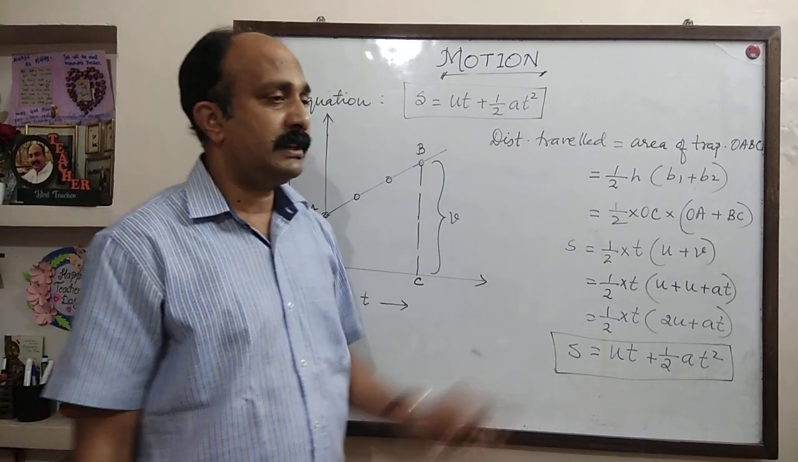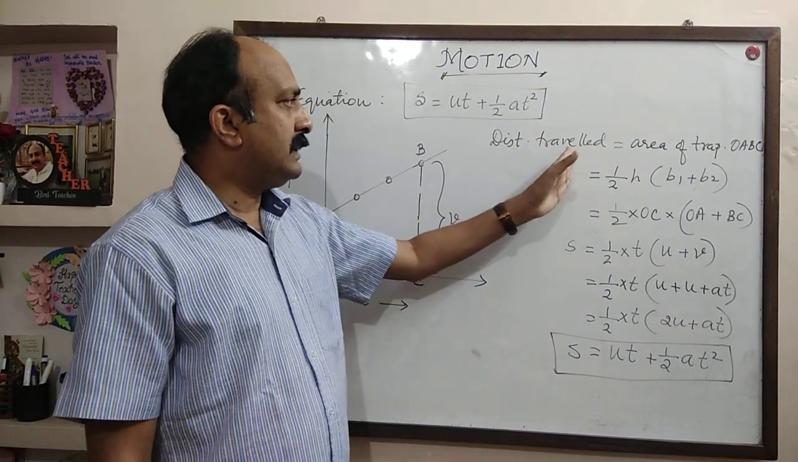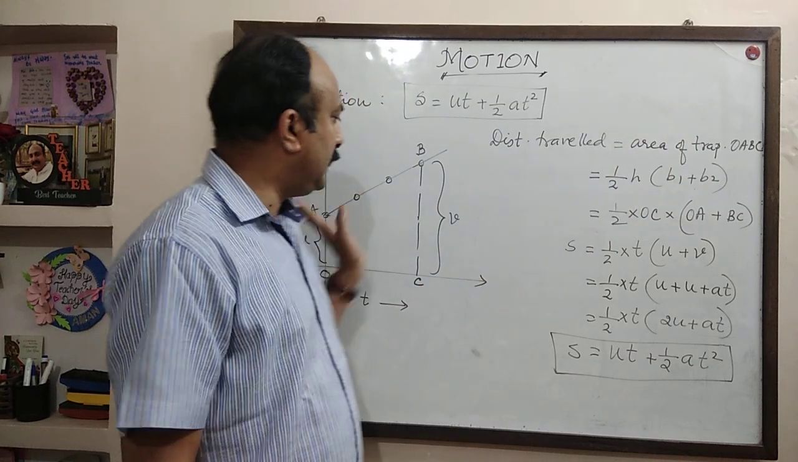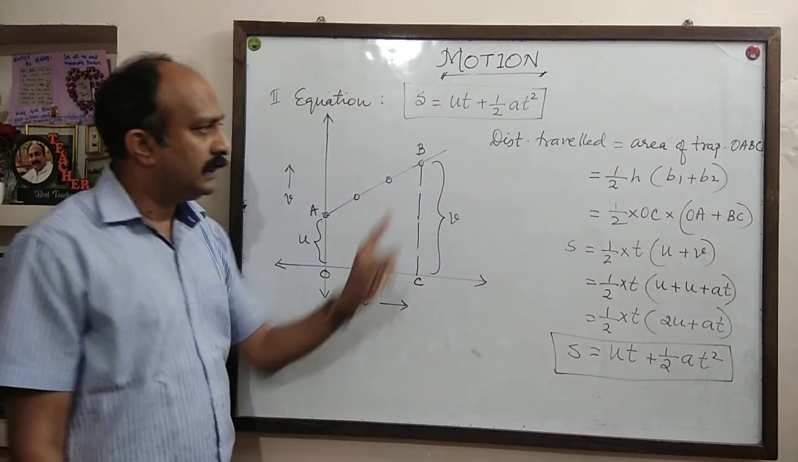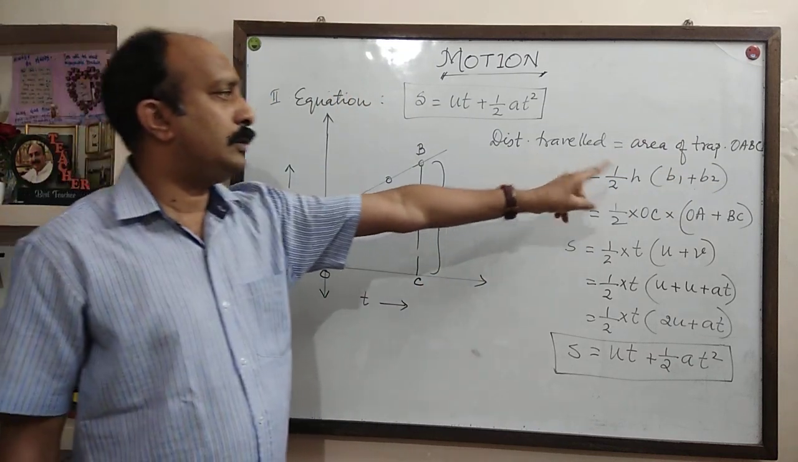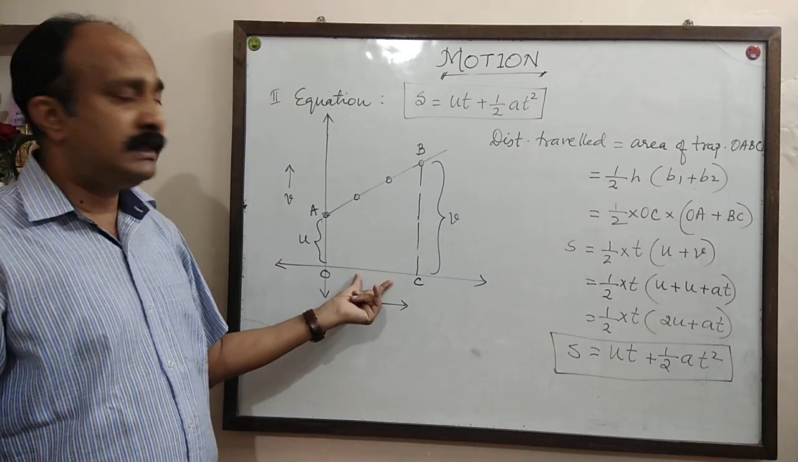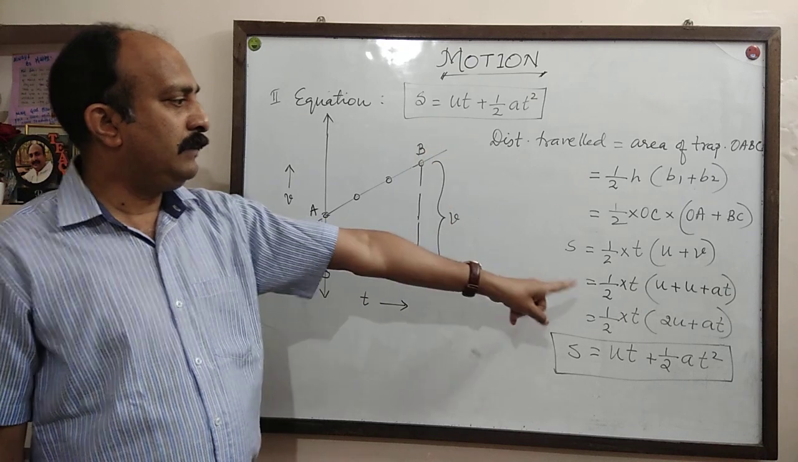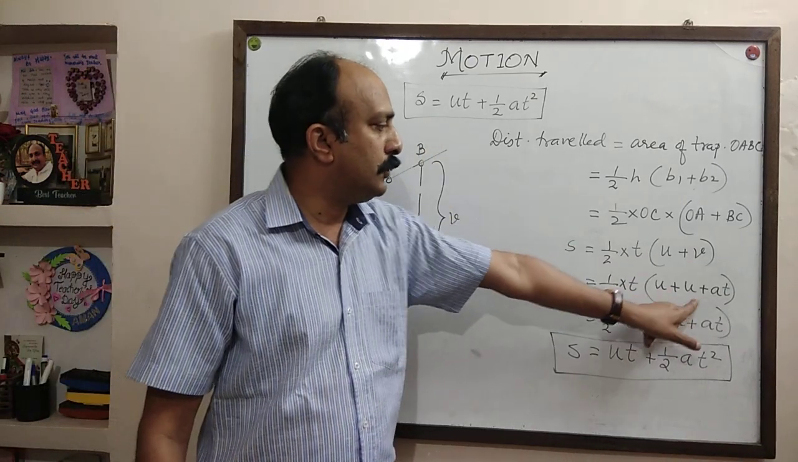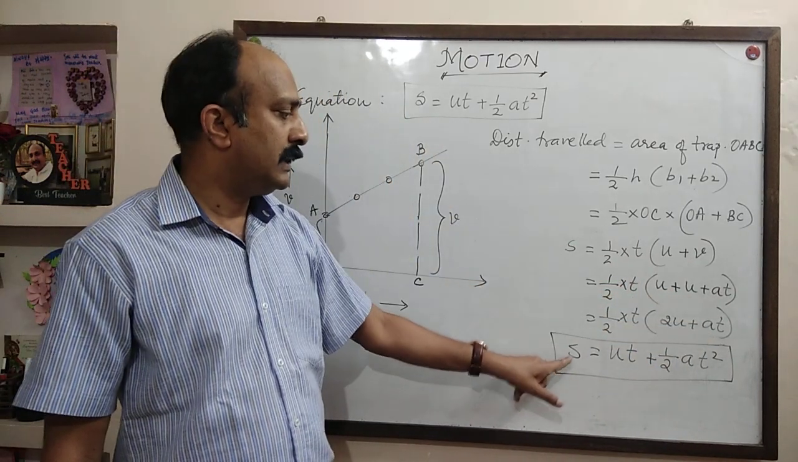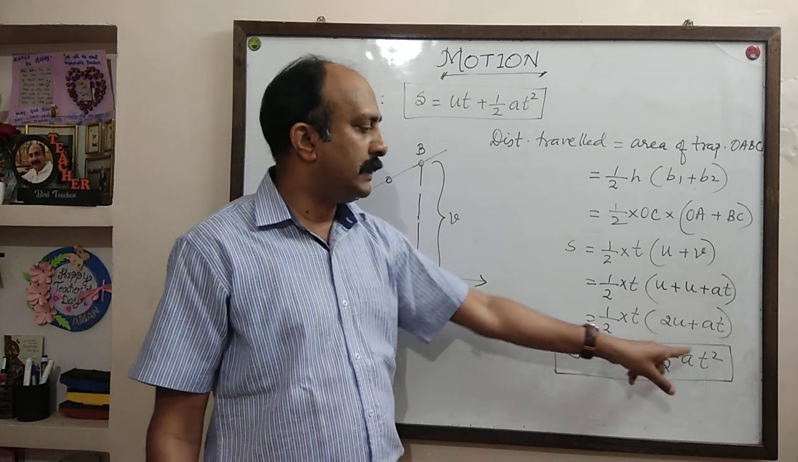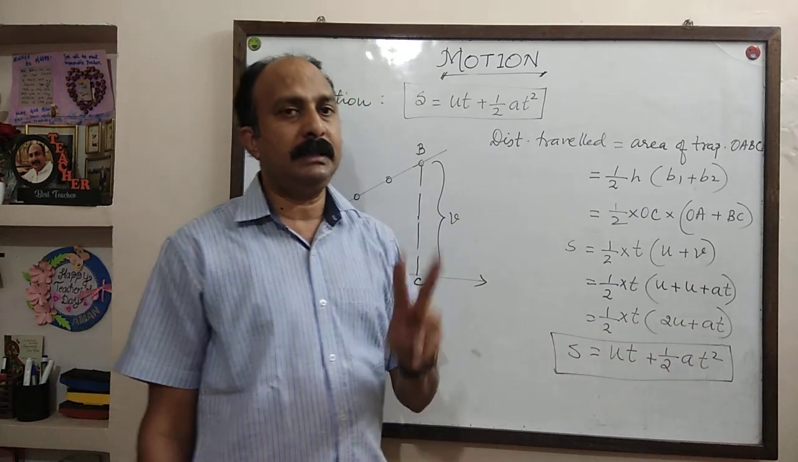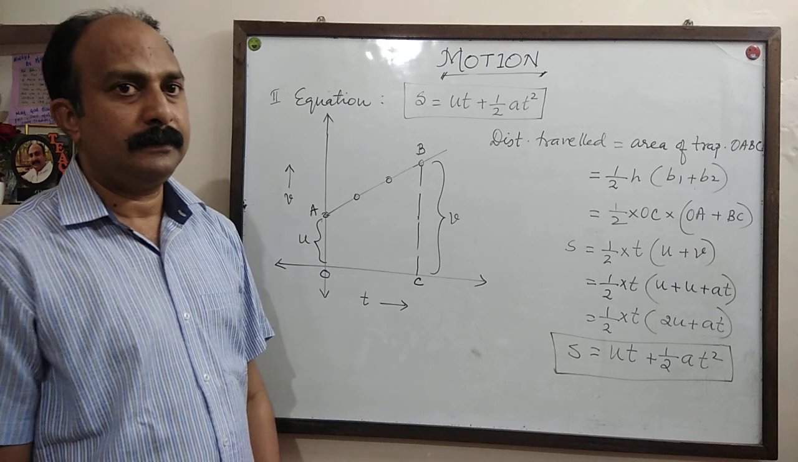Please look at the derivation once again. Distance travelled is equal to area. Here the figure formed is a trapezium. Area of trapezium is half h into b1 plus b2. H means T, b1 is U, b2 is V. Then we have replaced V is equal to U plus AT. So we got S is equal to UT plus half AT square. This is the second equation of motion.